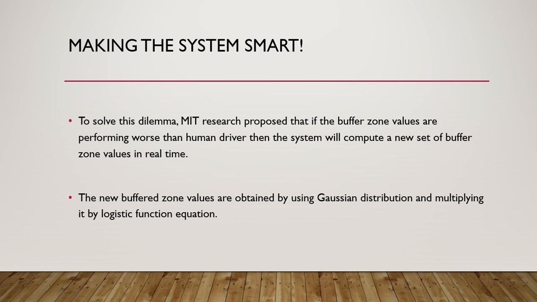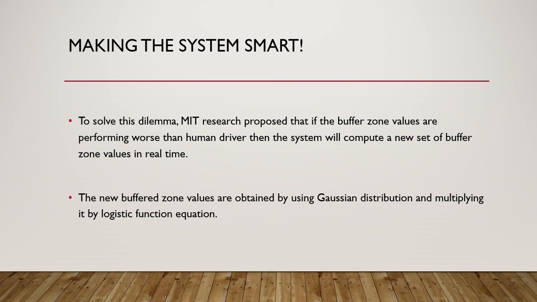Well, the MIT research proposed that if the buffer zone values are performing worse than a human driver would, then they have to change. It has to recalculate the buffer zone values given the driving conditions on a freeway. It cannot operate with the same buffer zone values.